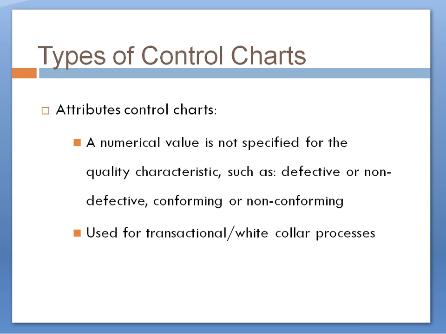The attribute control charts, and this is going to be another lecture. When you have attribute control charts, a numerical value is not specified for the quality characteristic. Because remember, in this case, we have defective or non-defective, or conforming or non-conforming. But this one is used for transactional or white collar processes.